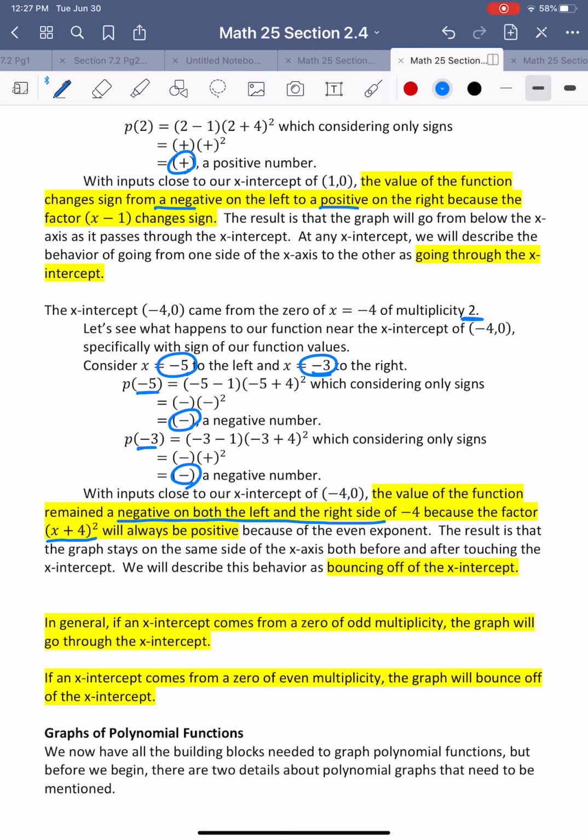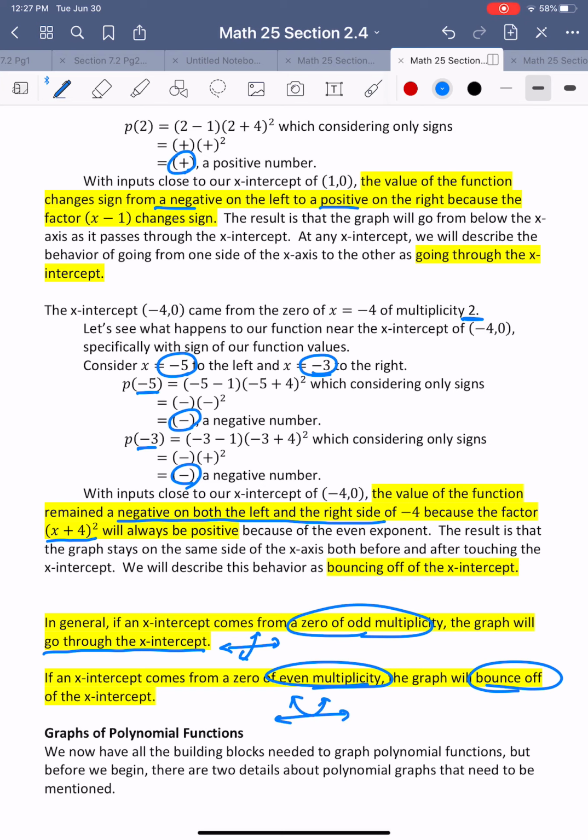So in general, if the x-intercept comes from a zero of odd multiplicity, the graph usually goes through the x-intercept. And if the zero has even multiplicity, the graph bounces off of the x-intercept, so it just touches, okay? So in this case it's going through, and in this case it just touches, okay?